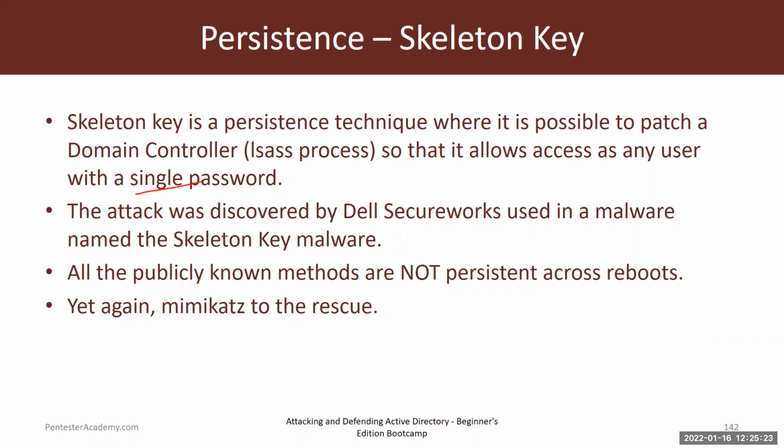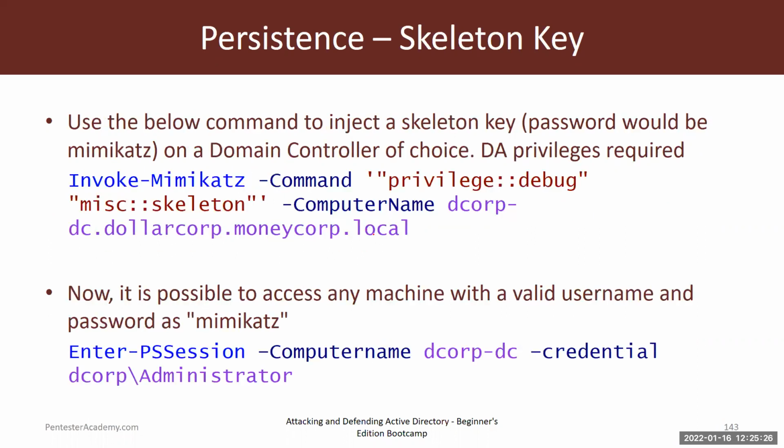So for example, how can you use Mimikatz to inject a skeleton key? Simply by using this command. Now, when you inject, please note that you need domain admin privileges. We are in the persistence phase right now. When you inject a skeleton key, you can specify a valid username and the password mimikatz. So the valid passwords will also work, and your skeleton key will also work in this case.